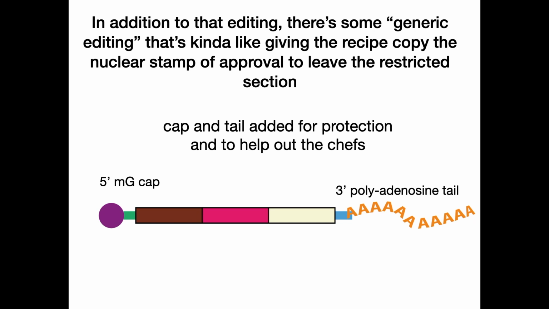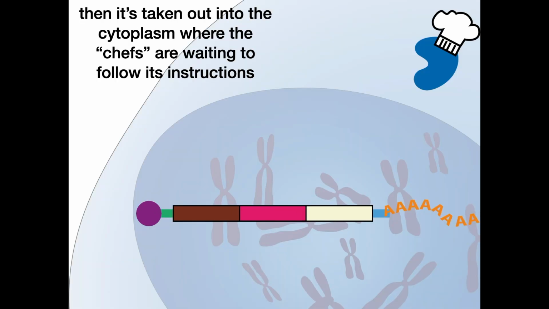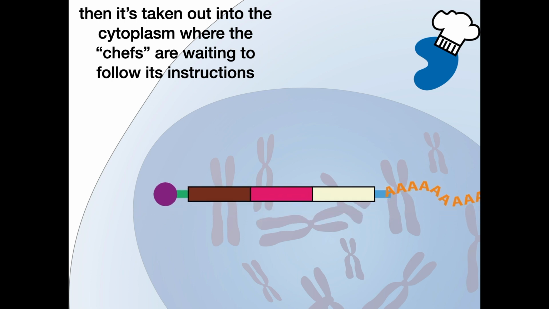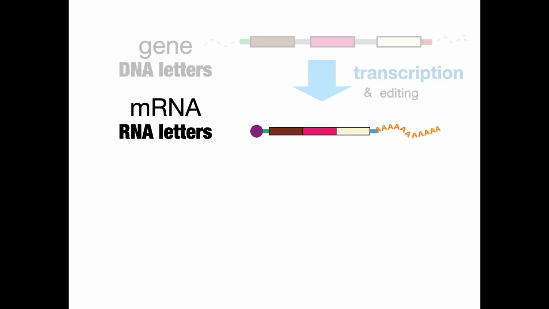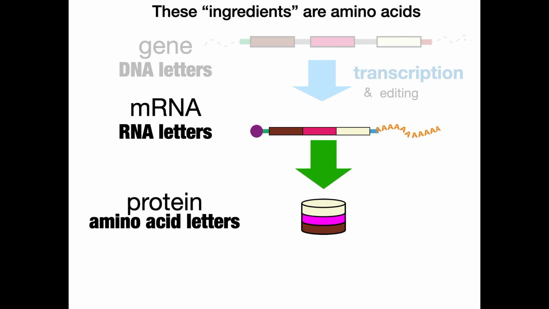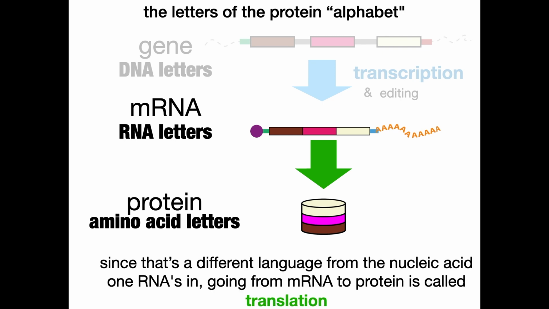Inside your cells, you have proteins called ribonucleases, and what they'll do is chew up exposed ends of RNA, which is really good if there's viral RNA in your cells, but you don't want it to chew up your mRNA. So the cap and the tail help with that. At this point, we have our mature mRNA, and then it's taken out into the cytoplasm, where our chefs are waiting to follow the instructions, adding the ingredients to make the protein in a process we call translation. We call it this because we're going from the mRNA, which is in RNA letters, to protein, which is in amino acid letters. And since that's a different language, we call it translation.